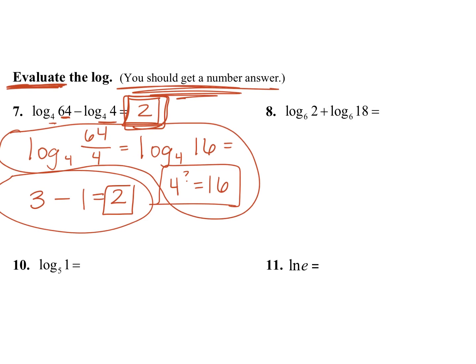All right, look at 8. What would you do? Multiply. 6 to what power equals 2 is not a nice number. So don't try to figure it out that way. Multiply. This would be log base 6 of 36, right? 2 times 18. And then you're asking yourself the question, 6 to what power equals 36? Don't say 6. 2. 6 to the 2nd power is 36.